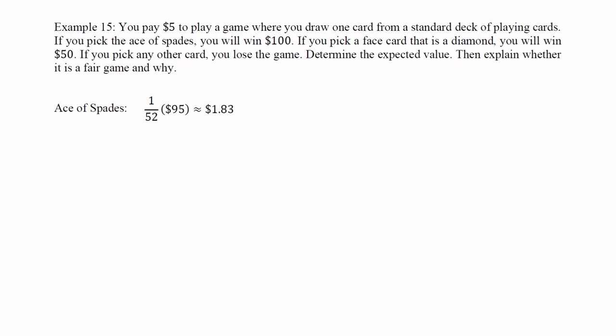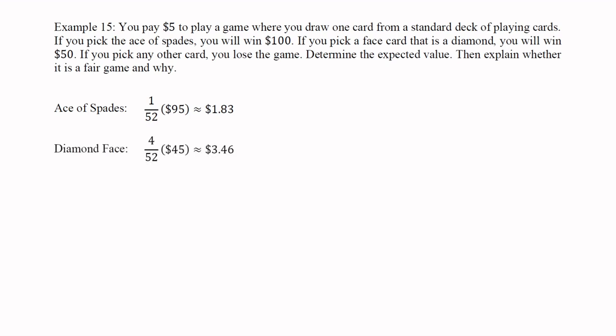So for an ace of spades, you have a 1 out of 52 chance because there's only one ace of spades in the deck. So you're going to multiply that by $95. Now, the reason you don't multiply it by 100 is because you have to pay $5 to play the game. So if you win, you're not winning $100, you're actually winning $95 because you're getting your $5 that you spent back. So if we multiply 1 out of 52 by $95, that gives us approximately $1.83.